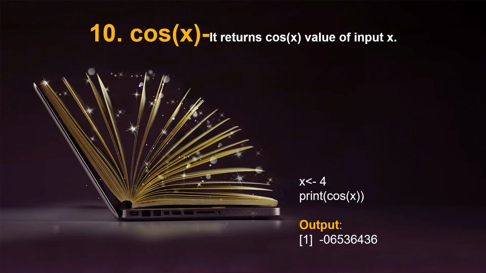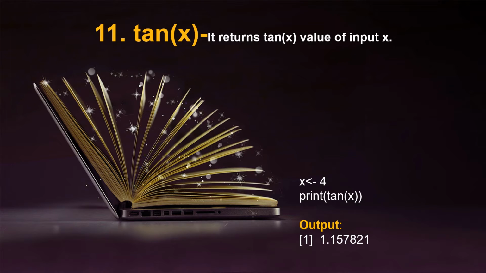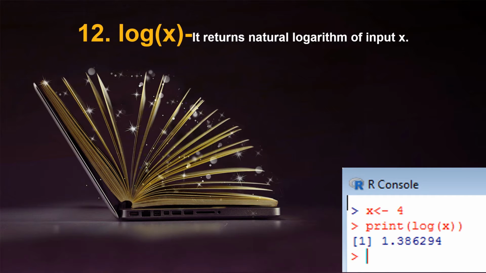Similarly, the next function is cos(x). It returns the cos value of input x. I'm passing 4 to the vector x, and the output is -0.6536436. The next is the tan function. It returns the tan value of input x. All these are mathematical functions. So print tan(4), the result is 1.157821.